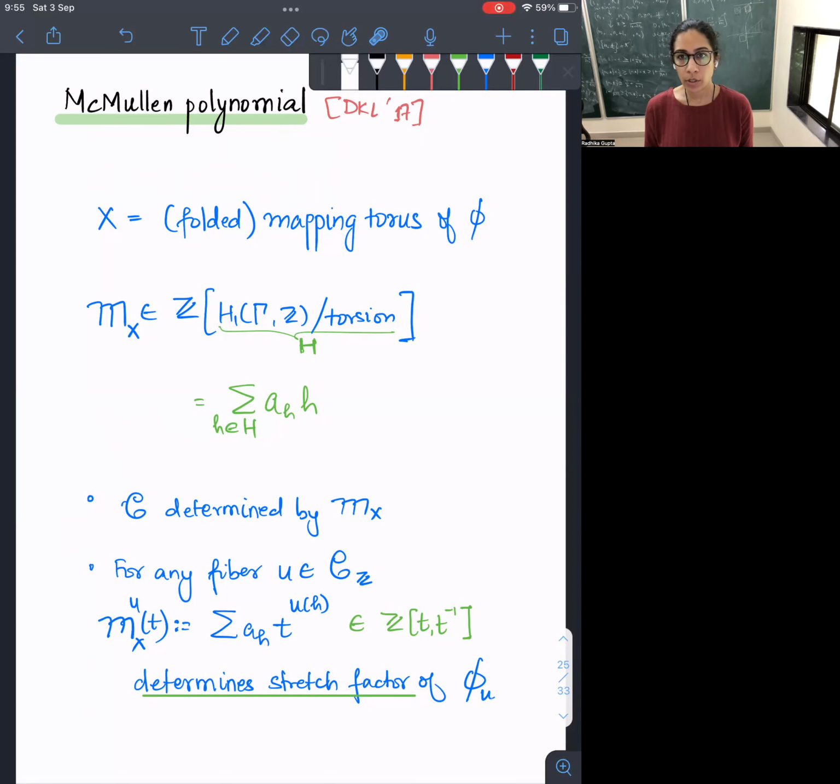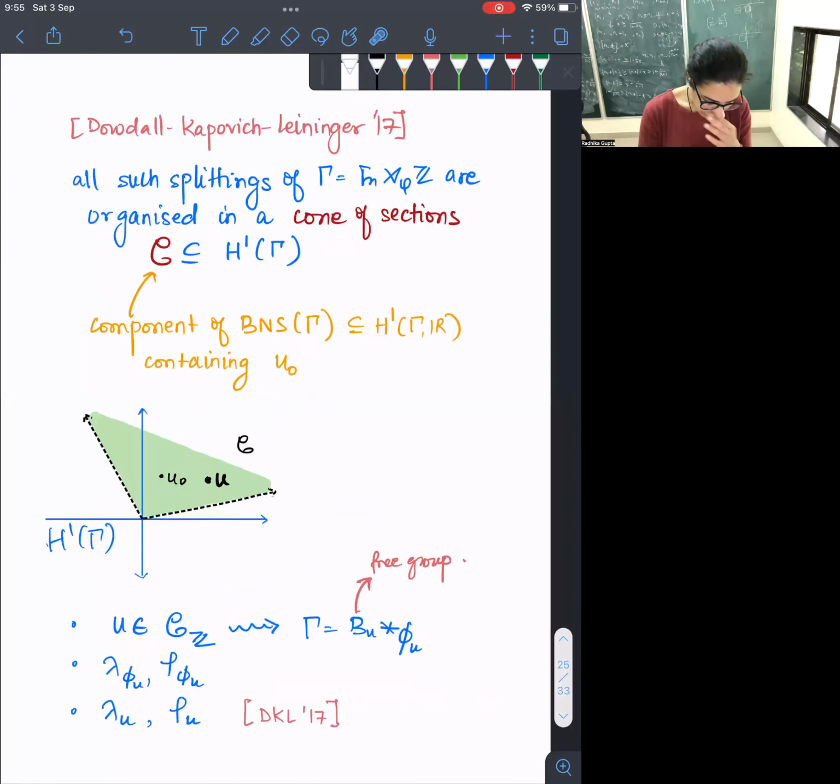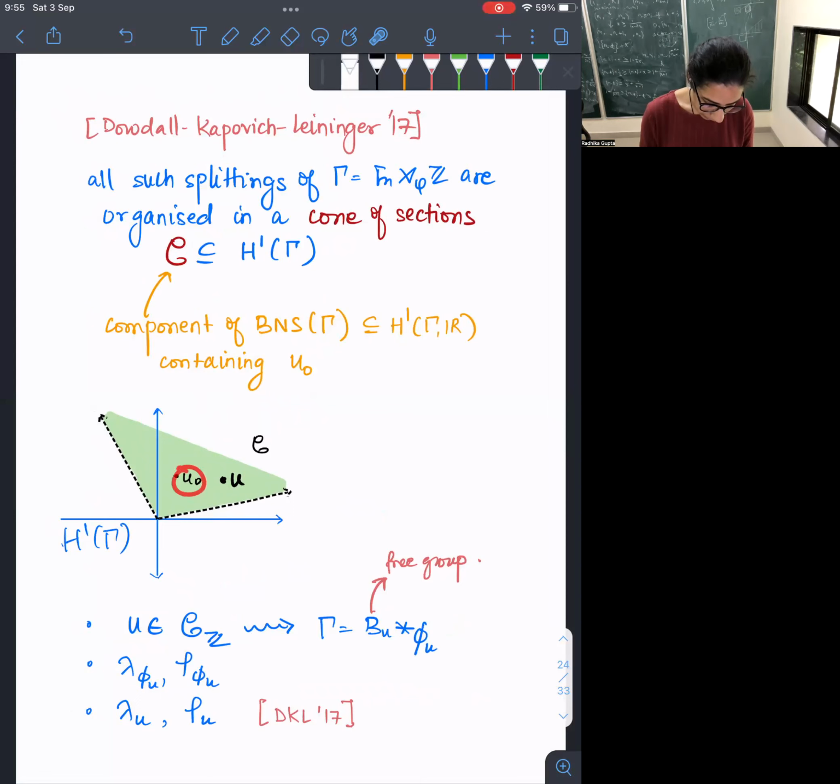So let's see what kind of results we obtain. The first question we are interested in is, if U0 has stretch factor symmetry, do these other points in the cone have stretch factor symmetry? Or if any point in this cone has stretch factor symmetry, does that mean every other point has stretch factor symmetry? So that's one question. And the other question is, because I have these polynomials which help me compute these stretch factors, can I say something about these polynomials? Does one polynomial divide the other polynomial, like in the surface case or the three manifold case?